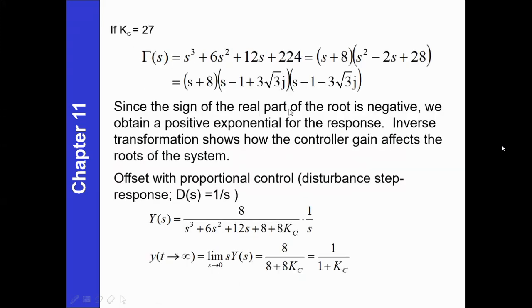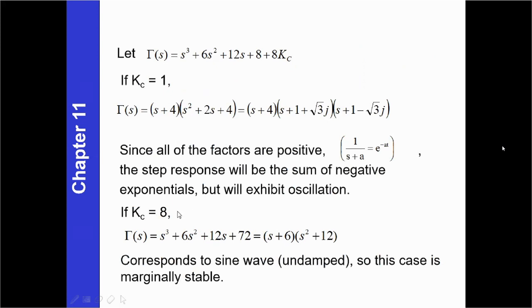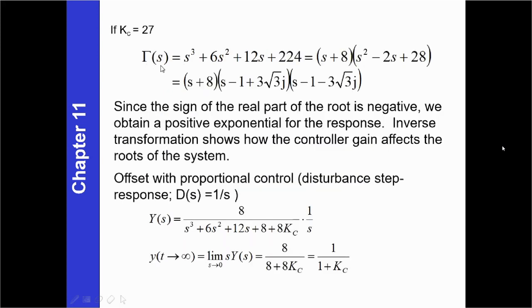But if Kc is bigger than or equal to 27, so we move from 8 to 27, then the characteristic equation is s cubed plus 6s squared plus 12s plus 224 in this case. And the roots are s equal to -8 and s equal to 1 plus or minus 3 square root 3 j. The sign of the real part of the root is positive, and we obtain a positive exponential for the response. The inverse transformation shows how the controller gain affects the roots of the system.